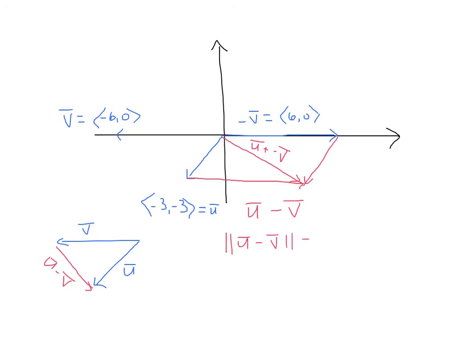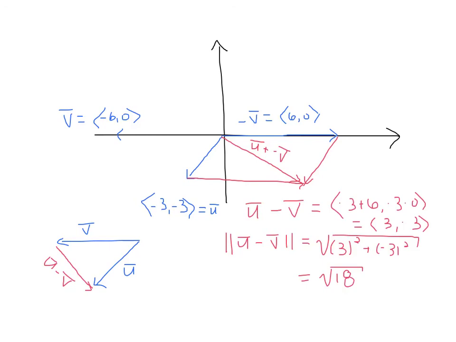we can now easily compute the magnitude of this vector, and all I have to do is just subtract the components. So let's see, u minus v is minus 3 plus 6, and minus 3 minus 0, and that has components 3, minus 3, and that will have magnitude the square root of 3 squared plus quantity minus 3 squared, and that is 9 plus 9, and that is the square root of 18.